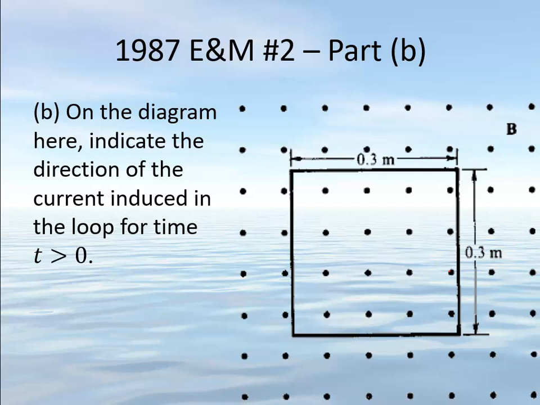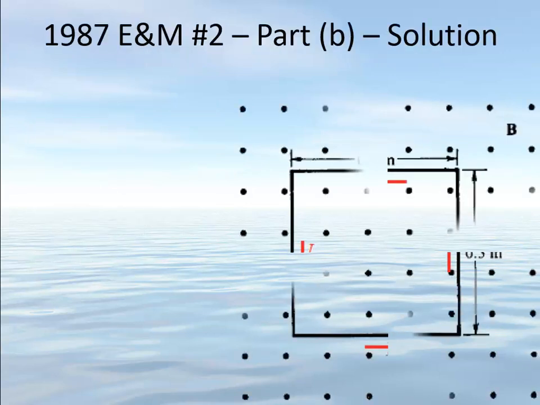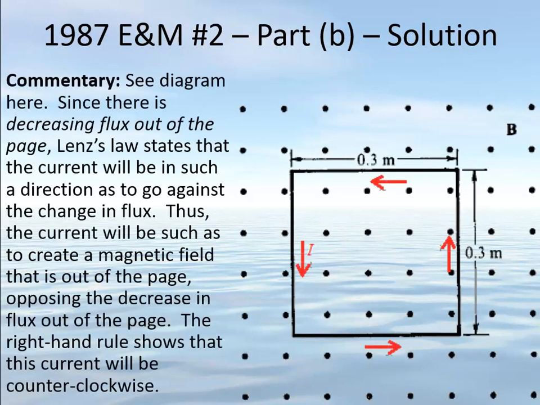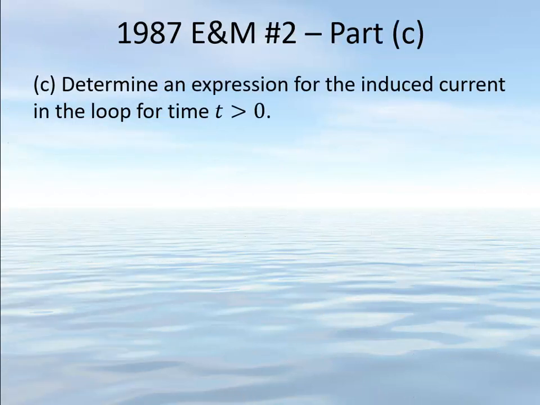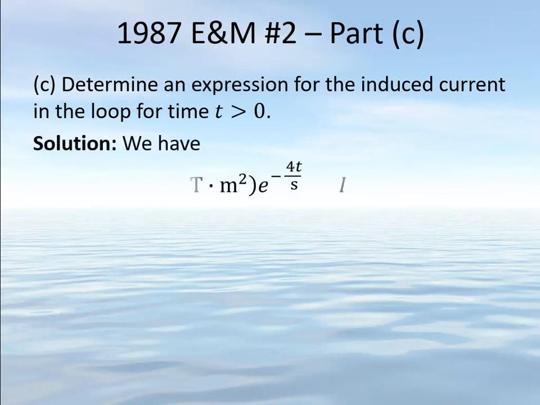So that means that the current must be such that the magnetic field inside of the loop would end up being out of the page to try to restore the status quo of keeping more field out of the page. Well, by the right-hand rule, that means there is going to be a counterclockwise current. So if you need to go back on any of that explanation, either rewind the video or pause and read through the explanation. But moving on to part C, determining an expression for the induced current in that loop as a function of time t.